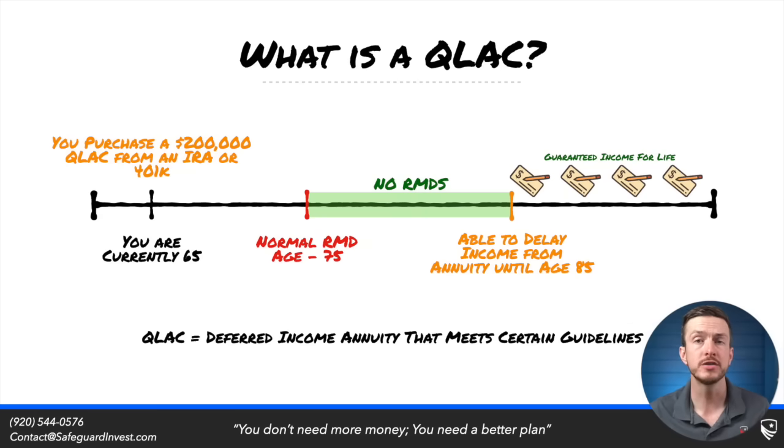Now, your normal starting RMD age would be 75. Using a QLAC, you are able to defer income within this annuity as late as age 85. During this time, none of the money in this annuity will be subject to RMDs. Then at age 85, your guaranteed income for life begins. For someone that doesn't readily need to use $200,000 in the immediate future, a QLAC can look quite attractive on the surface. After all, you're able to delay forced distributions for at least 10 years. But is there a catch? That's what I want to explore.